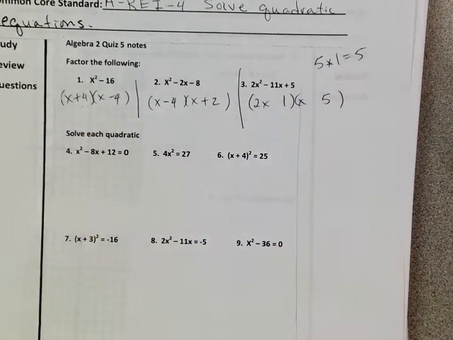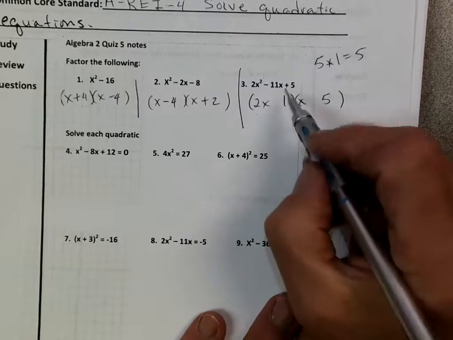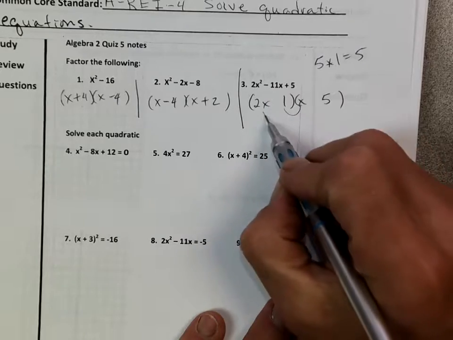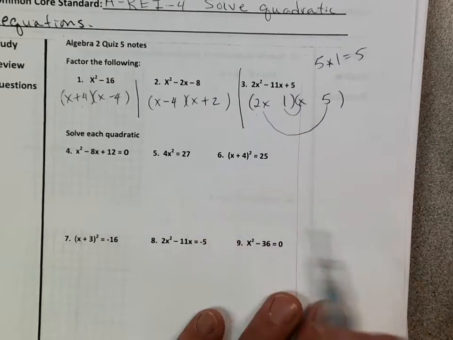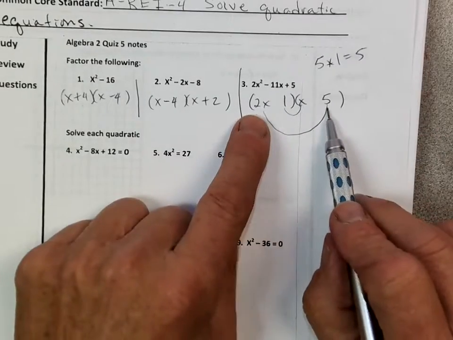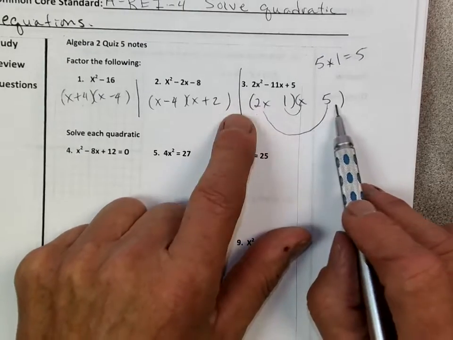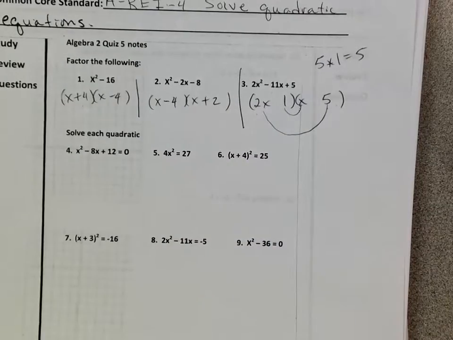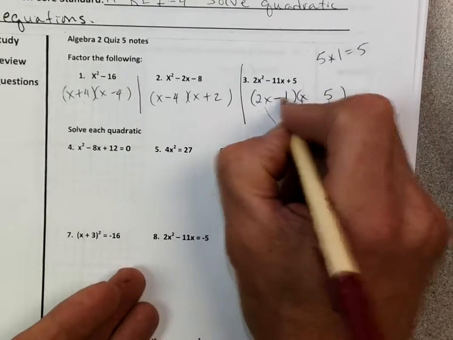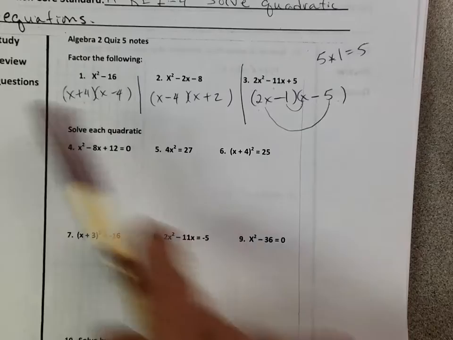And the way I can check that, I call it the double smiley. The double smiley will give you the middle term. So the double smiley here is this one and this one. Let's see if we can get an 11. Well, there's a 10x and there's a 1x. A 10x and a 1x is going to make an 11, but if I make them both negative, I'll get my negative 11 back.